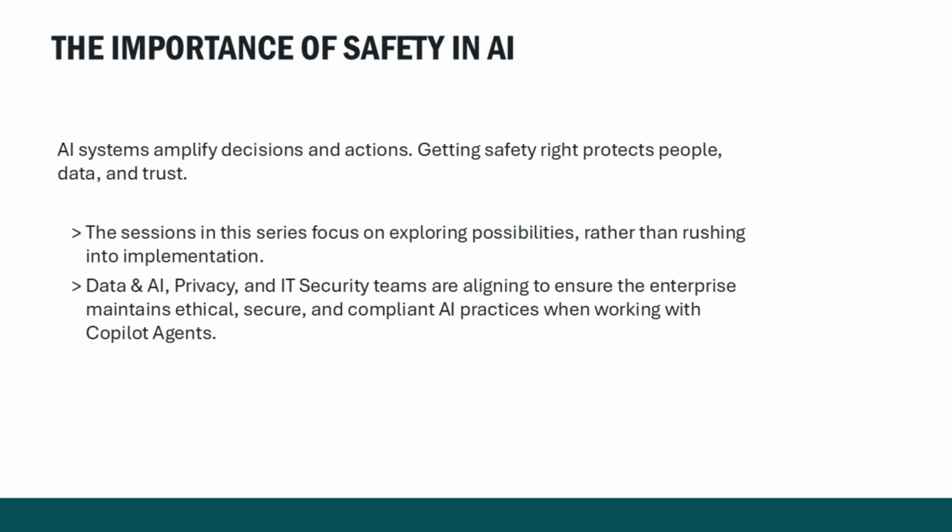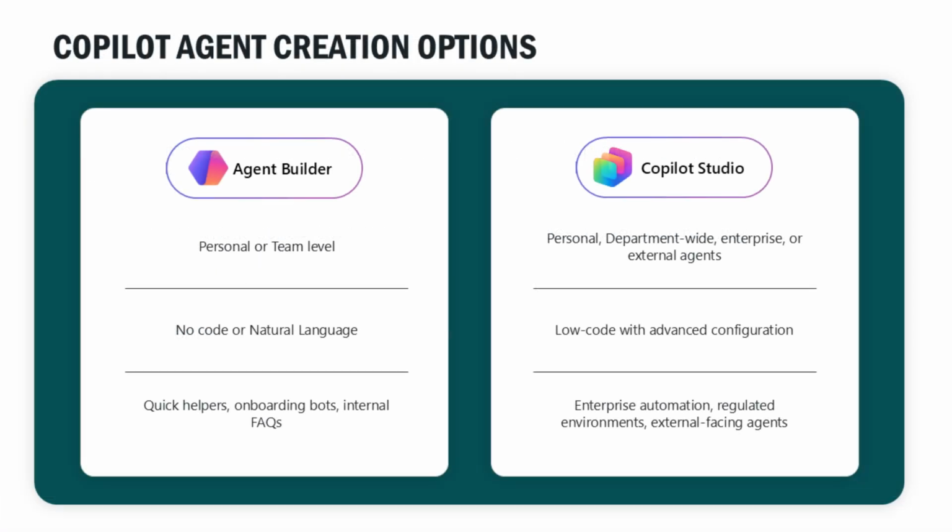they are broadly adopted. Microsoft offers two primary ways to build agents, each designed for different needs. Agent Builder is intended for personal or small team use cases, quick helpers, onboarding bots, or internal FAQs, built using natural language and no code. Copilot Studio, on the other hand, supports personal, department-wide, enterprise, or even external-facing agents. It enables low-code configuration, automation, and governance controls that are critical in regulated environments.